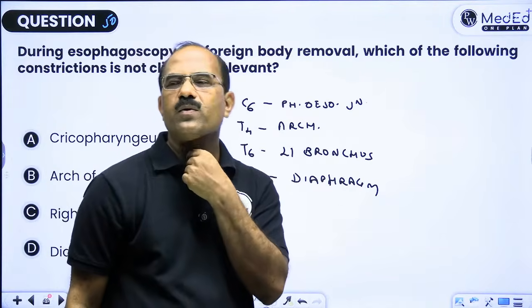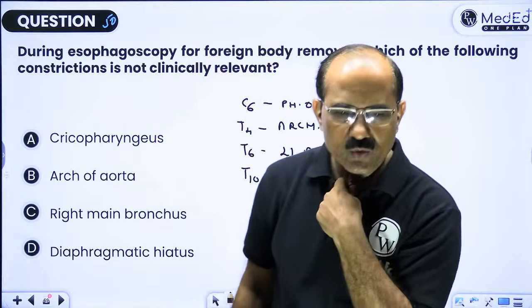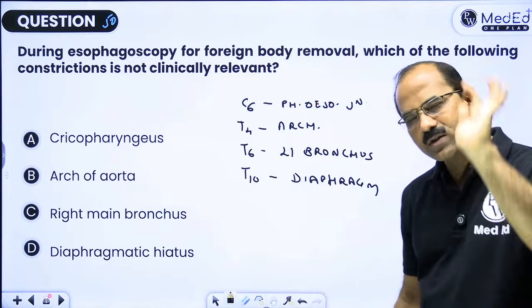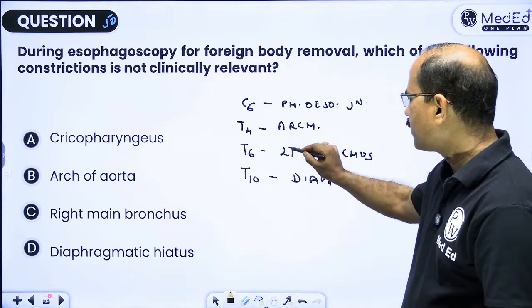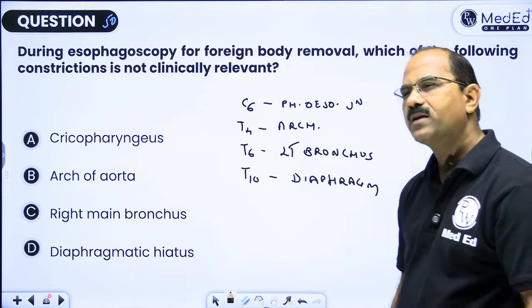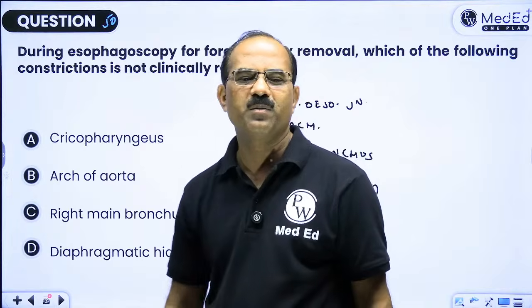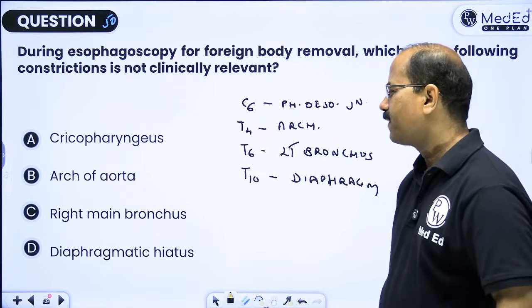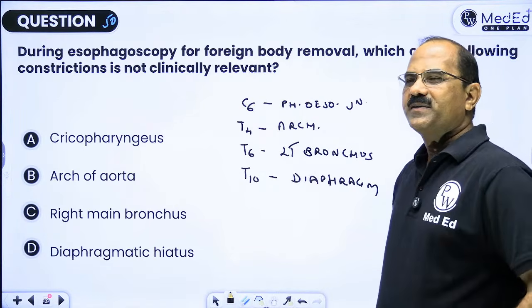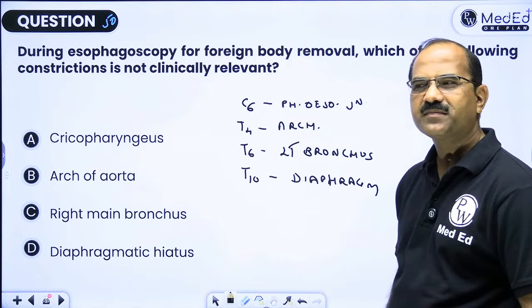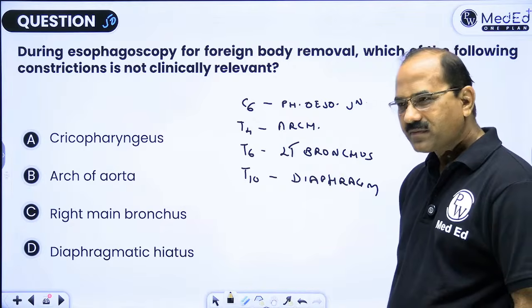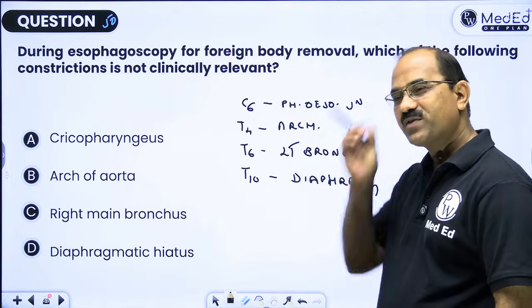C6 is the pharyngoesophageal junction जहां पे वो शुरू होता है. T4 is the crossing of the arch of aorta. T6 is the crossing of the left bronchus. And T10 is where it enters the diaphragm. अब इसका आंसर क्या होगा? So what is the answer for this?